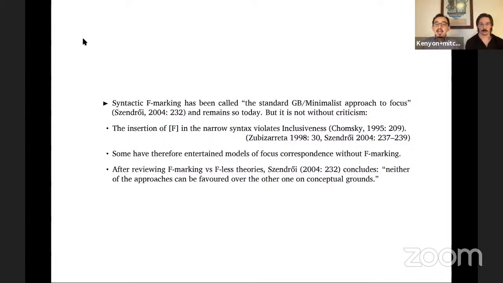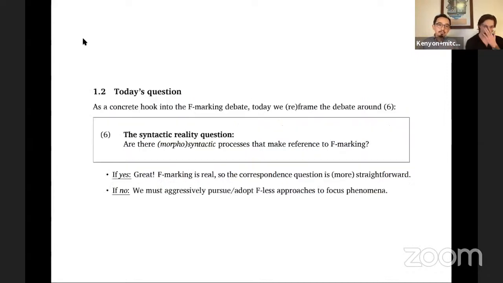This syntactic F marking has been called the standard GB minimalist approach to focus in Krifka's paper, and it remains so today. But it's not without criticism. For example, it's been noted that this insertion of F in the narrow syntax violates the inclusiveness condition. Some have therefore entertained, for this reason and others, other models of focus correspondence that don't utilize F marking, and we'll come back to this later in this talk today. But after reviewing F-marking and F-less theories, Krifka's paper notes that neither of the approaches can be favored over the other on purely conceptual grounds.